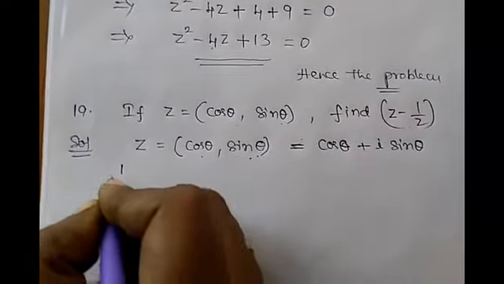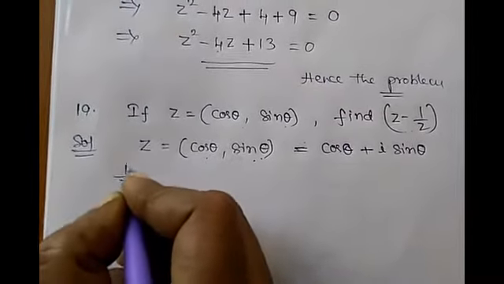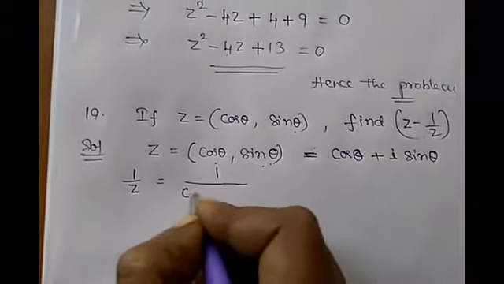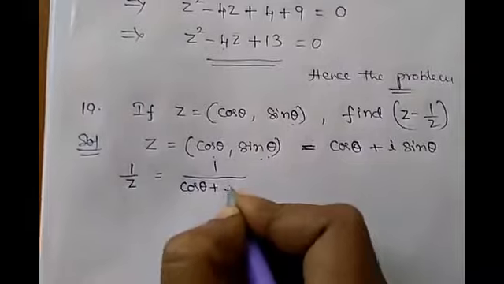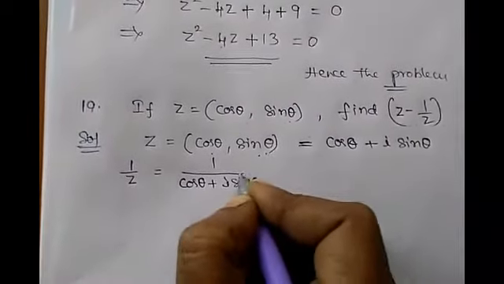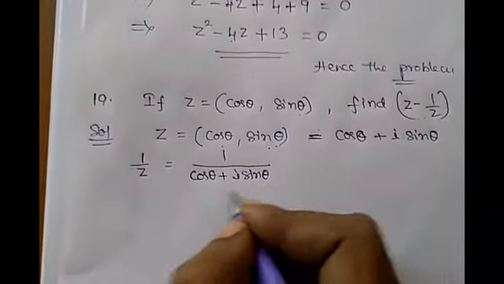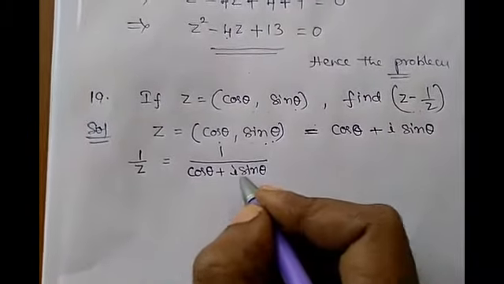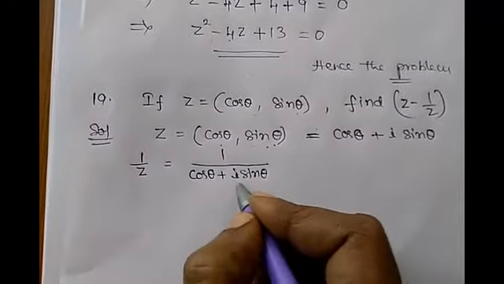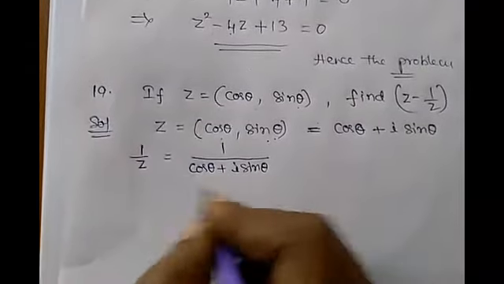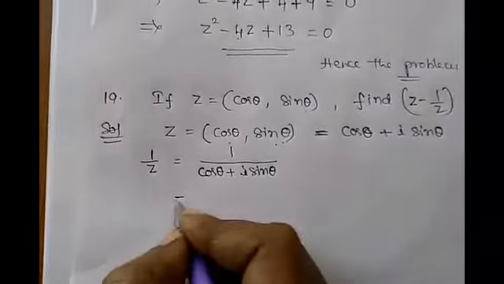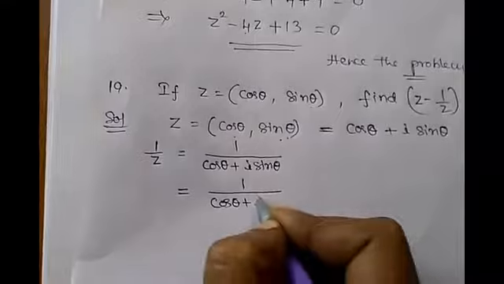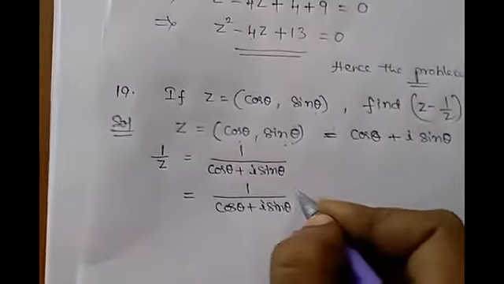Now let's find the multiplicative inverse of z. The multiplicative inverse of z is 1 by z. 1 by z is equal to 1 by cos theta plus i sin theta. In our general form of the complex number, we do not have an imaginary part in the denominator. So you should remove the imaginary part in the denominator. For this, multiply the numerator and denominator with the conjugate of the denominator.